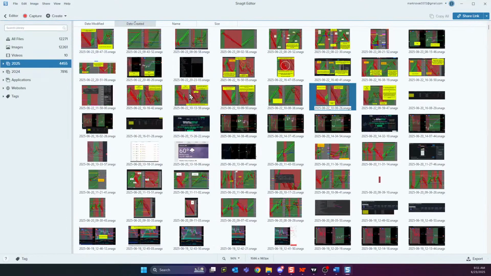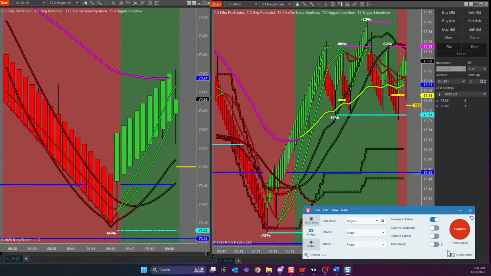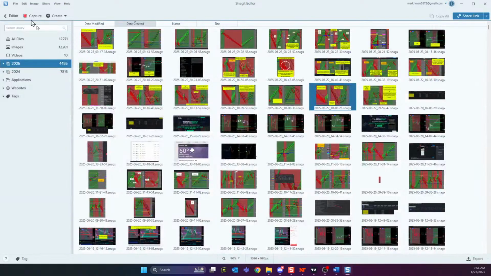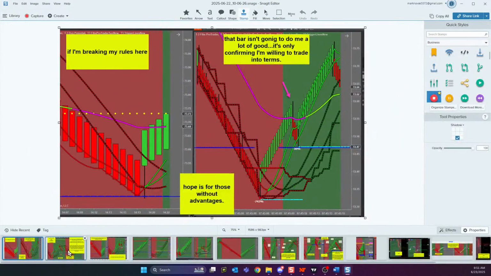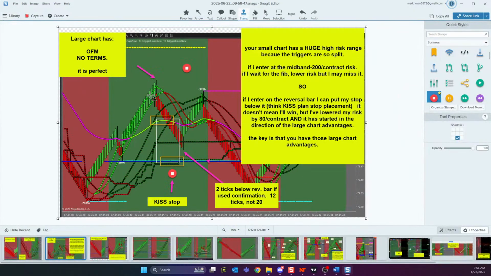Boom, boom, boom. Where'd it go? We'll start with these 2 right here. All right, guys. Large chart has momentum. Large chart has a clear path. And this is exactly what we just looked at. There's a big gap. The stop is huge. There's too much risk, guys.